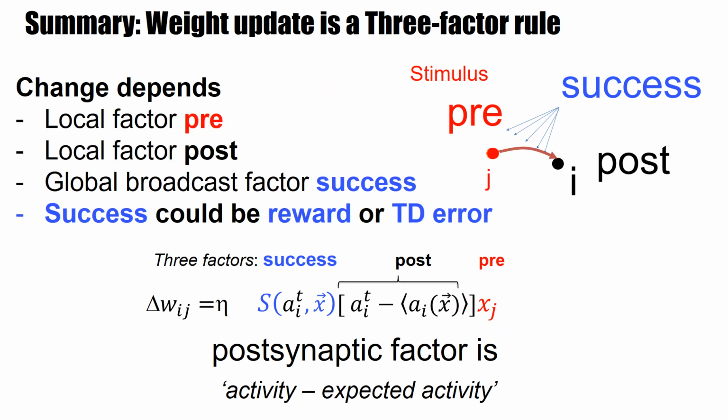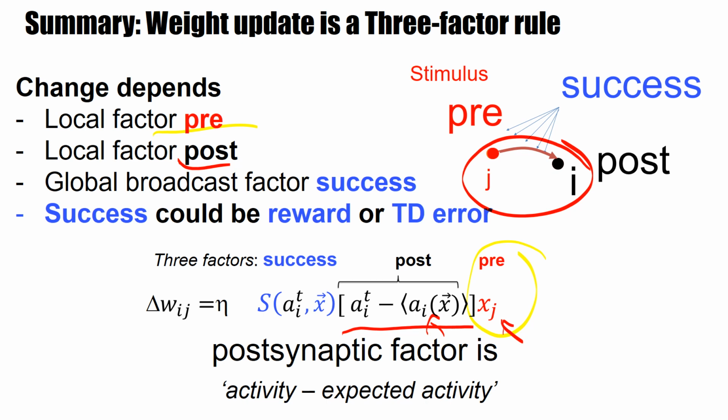So let's look at this again. We have a local factor, pre, that's the x_j. We have a local factor, post, that's this factor here. They are local factors because they have indices, so they are neuron specific, and this combination of i and j is specific for a synapse. And then there's an additional factor which I call success, and this success signal could be the reward or it could be the TD error.